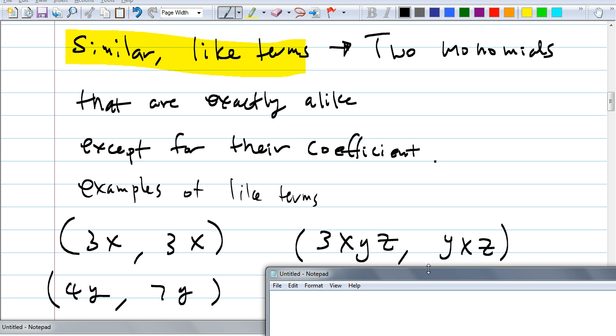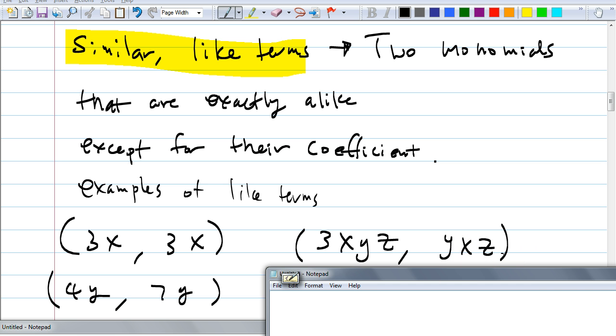Okay, turns out these are like terms. But you may say, wait a minute, they don't look alike, right? They don't look exactly alike except for their coefficient. Okay, so this has a coefficient of 3, this has a coefficient of what? 1. That's an invisible coefficient, isn't it? So remember. But look, we have xyz, this says yxz. They don't look exactly alike, but what do we know about multiplication? It has a nice property called commutative, right? Therefore, is it possible to rewrite yxz as xyz?